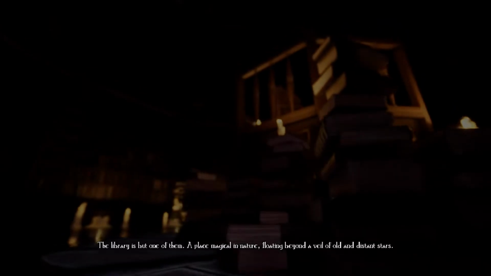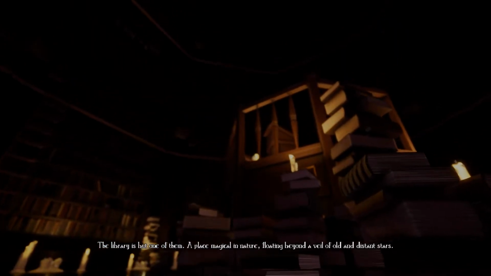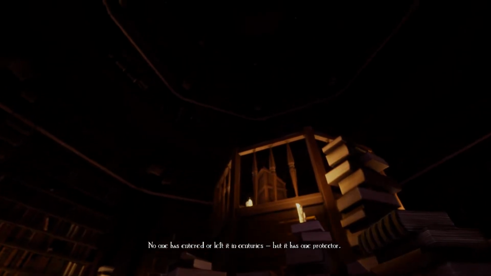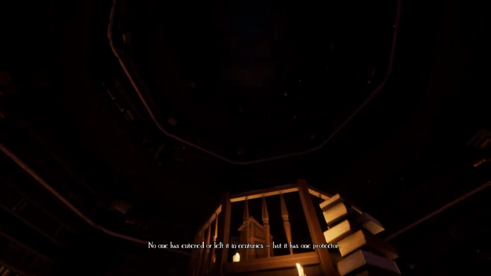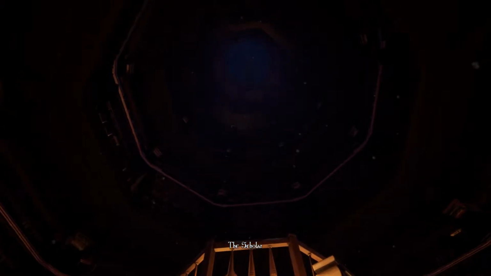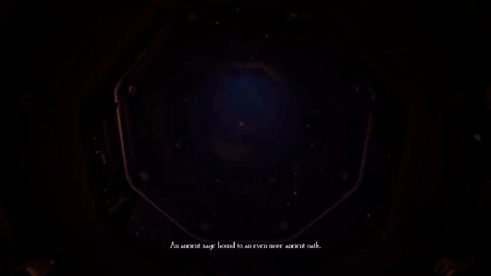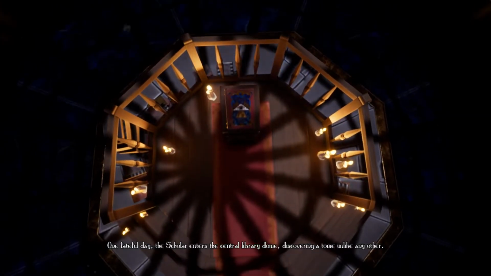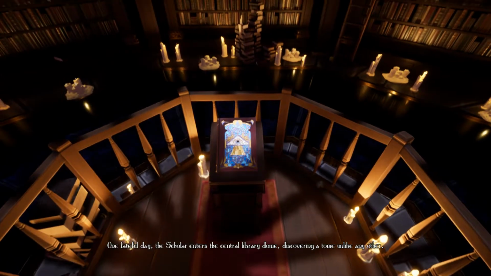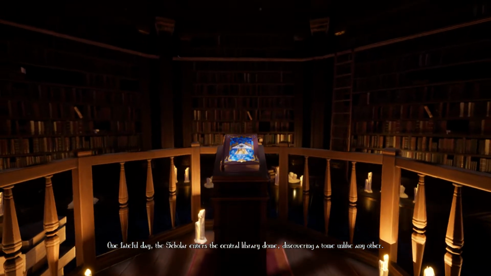The vast reaches of the multiverse house a plethora of possibilities, a myriad of miracles. The library is but one of them, a place of magical nature, floating beyond a veil of old and distant stars. No one has entered or left it in centuries, but it has one protector, the scholar, an ancient sage bound to an even more ancient oath. One fateful day, the scholar enters the central library dome, discovering a tome unlike any other.